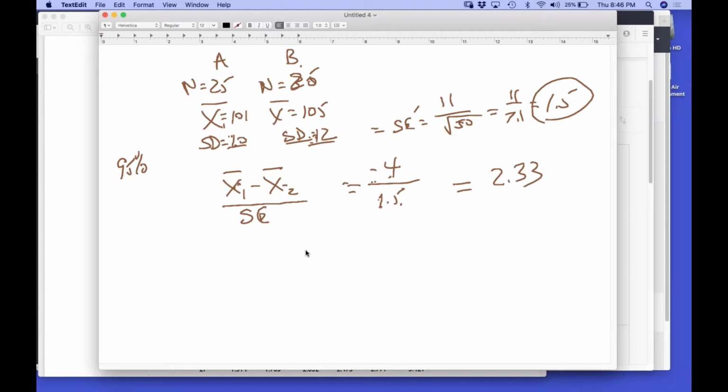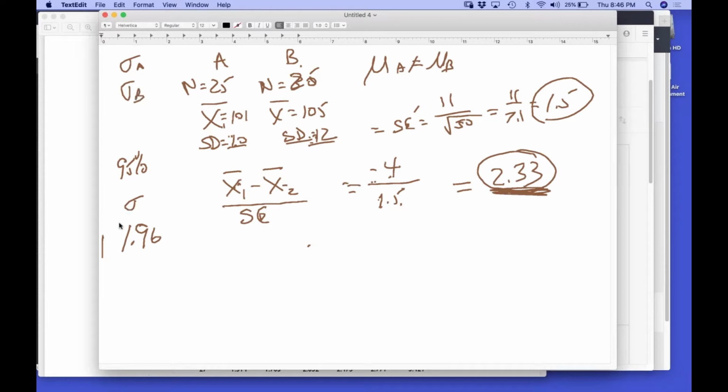2.33. Now I have to say to myself, are these far enough apart for me to say that the mean of group A does not equal the mean of group B? How far apart do they have to be? If it were 1.96, yes, if we knew the two standard deviations, but we don't know the two standard deviations. We have to look up on the T table what the critical value of T is for how many degrees of freedom.